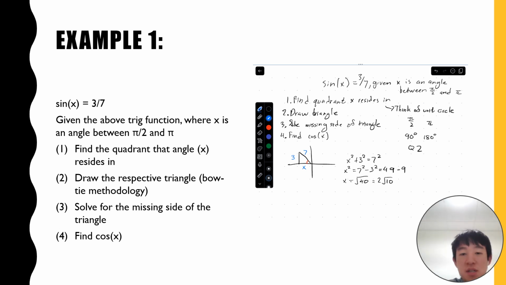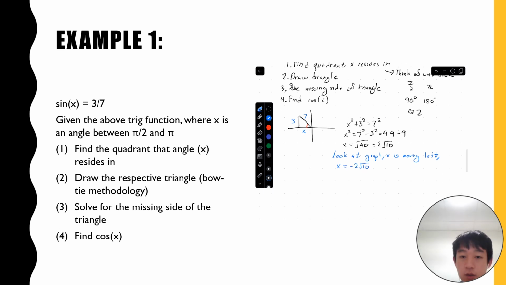And now what's interesting is that we want to look back at our graph. We are solving for this missing side x. However, since we're in quadrant 2, with respect to the origin, our 0 point, we can see that our x is actually moving away and more towards the left. So that means our actual answer to the length of x is going to be negative 2 times root 10.